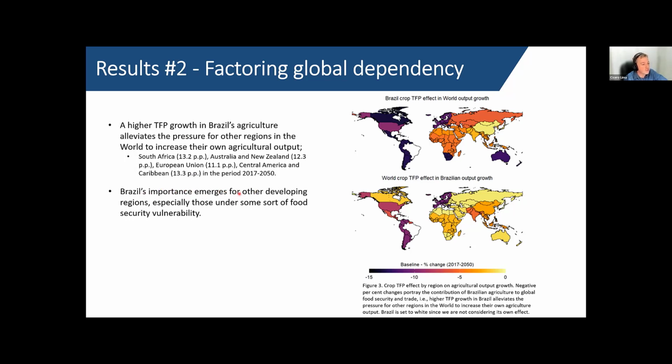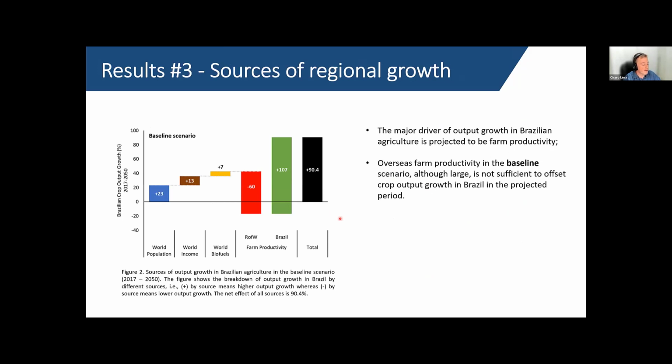Brazil's importance emerges for other developing regions, especially the most vulnerable ones. And also here, I have two minutes. Okay, I can show this. So here is the source of the regional growth for Brazil.